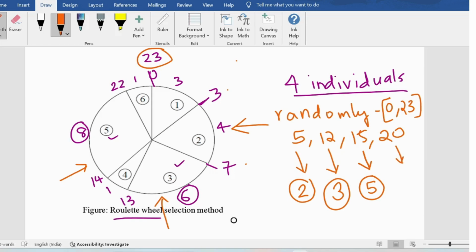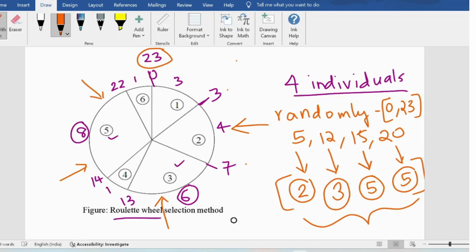Then for random value 20, 20 is also again going to come here. Again we are going to choose individual number 5. So these are the set of individuals that we have chosen based on the random values that the computer has generated, and these will be the best fit values out of all these. So as you can see in the diagram itself, 2, 3 and 5 are the best fit individuals.